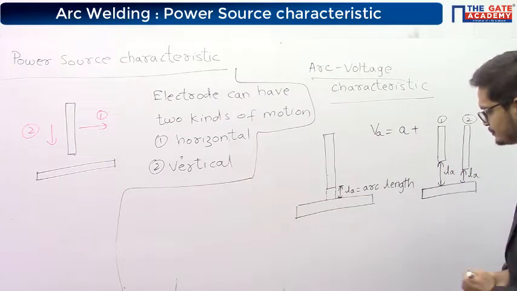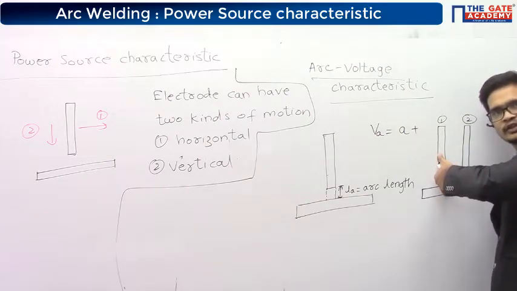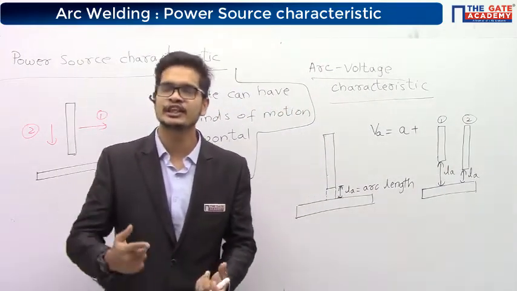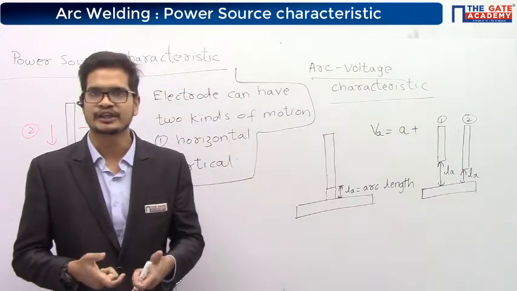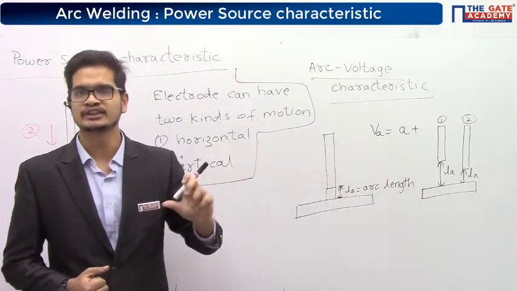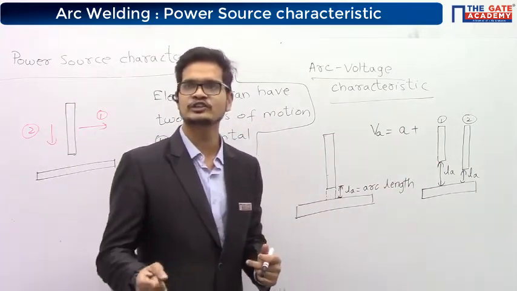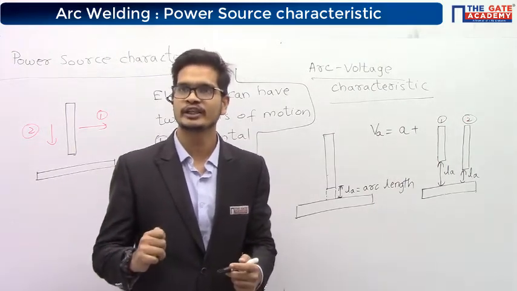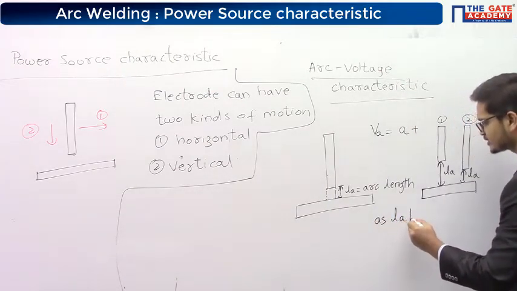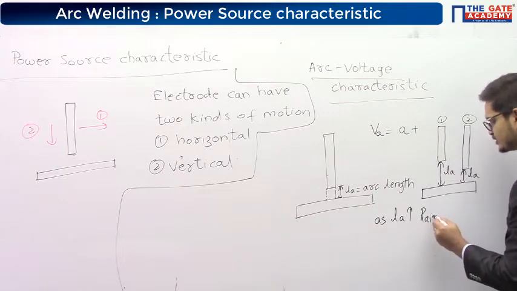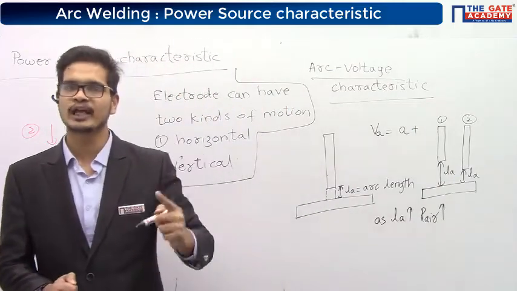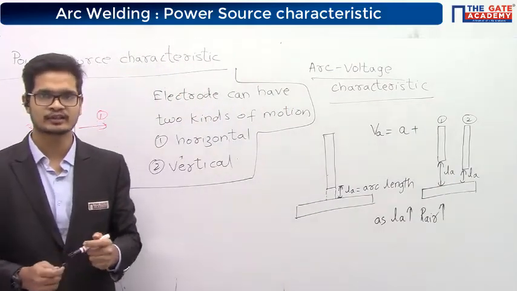Why more? Because when the arc length is increasing, there is more space between the electrode and the workpiece. And what is present in the space between electrode and the workpiece? Air is present, right? So if the arc length is increasing, the amount of air is increasing, and the resistance of air will be increasing. Hence we will have to apply higher voltage to establish the arc.